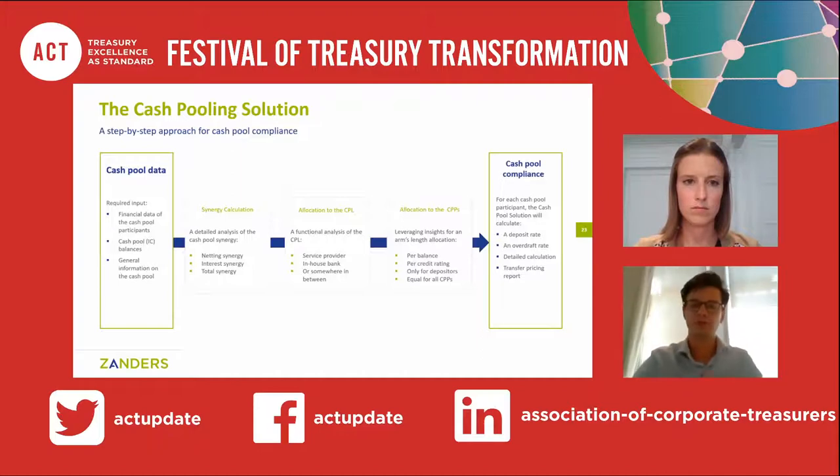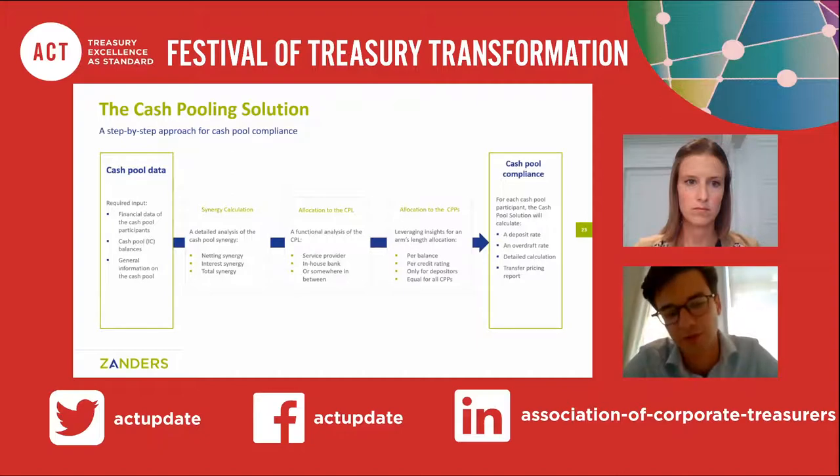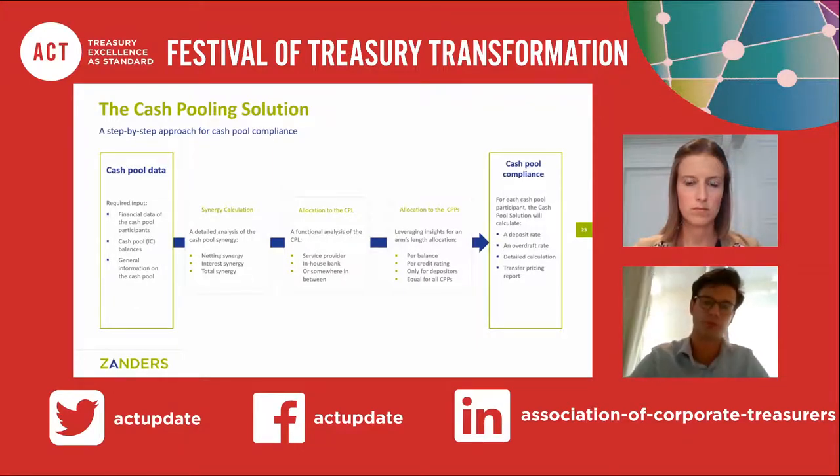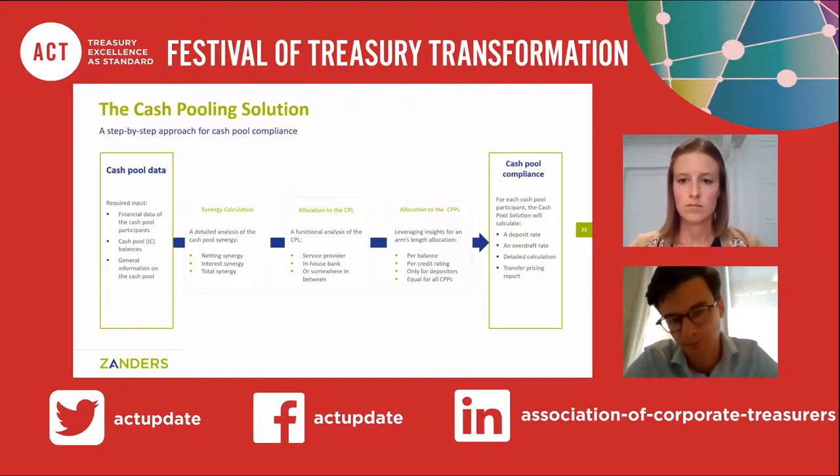What are then the different steps to move towards this compliant overdraft and deposit rate per participant? First, you need to calculate the synergy, as shown on the screen a few slides back. There are two types of synergies, the netting synergy, purely from offsetting debit and credit balances, and there is an interest rate synergy, as you might get a better rate at the bank because you pool your cash towards one bank. And that's what we call the total synergy.